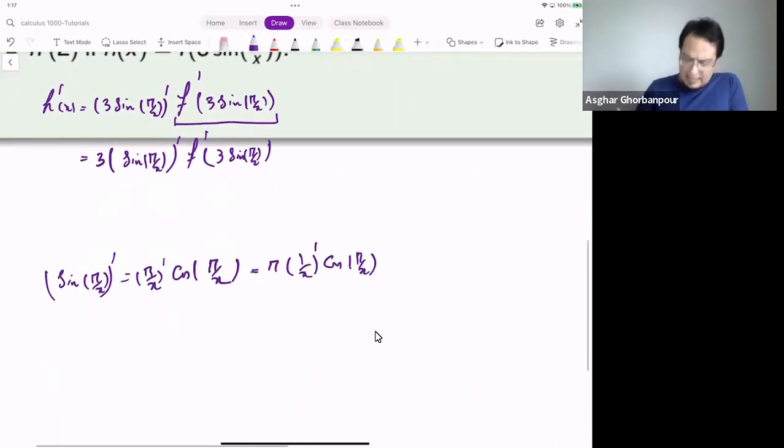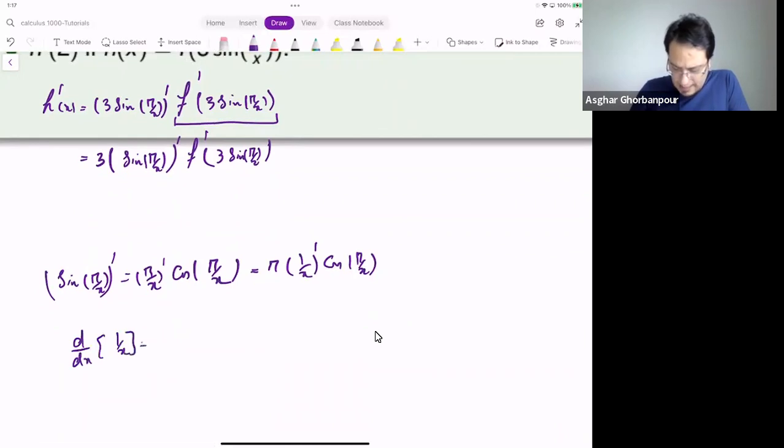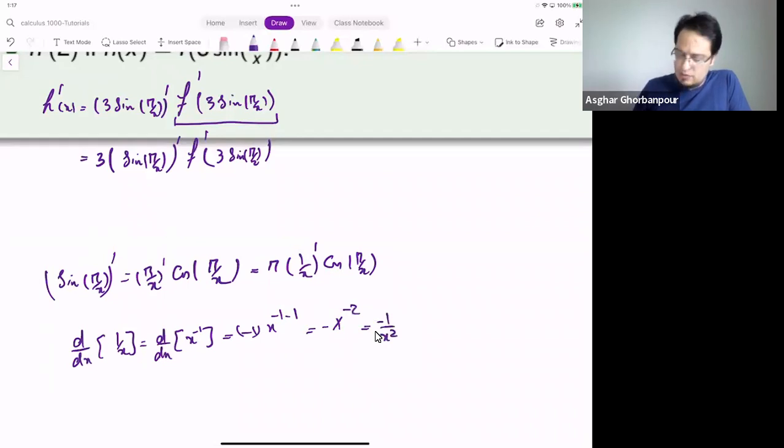Derivative of 1 over x, you should be able to do that just by applying the power rule, n x to the power 1 less. This is -1 times x to the power -2, which is -1 over x squared. So this is now pi times -1 over x squared times cosine of pi over x. And I found that one now.